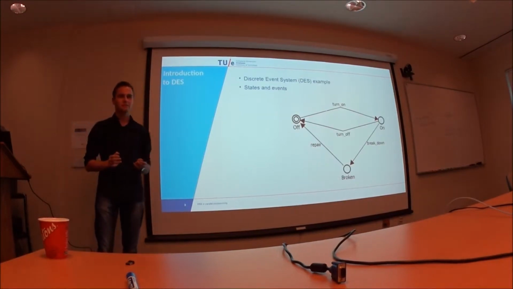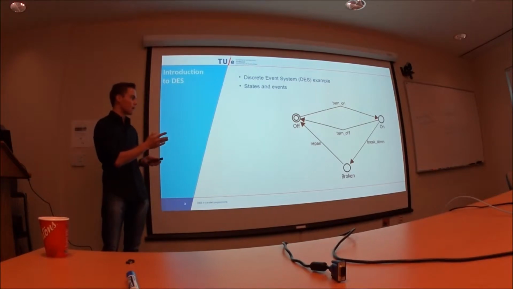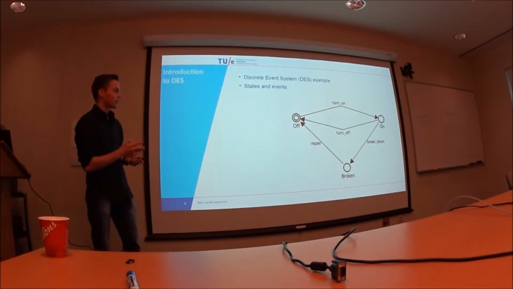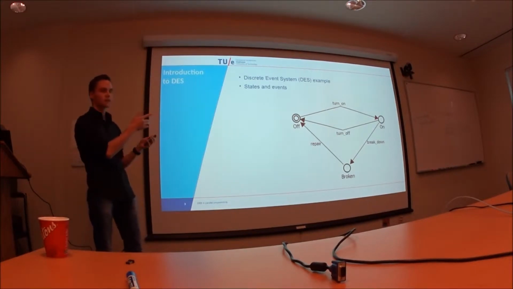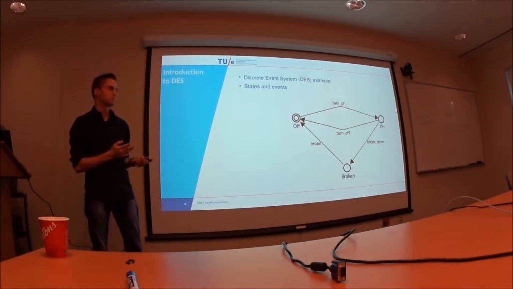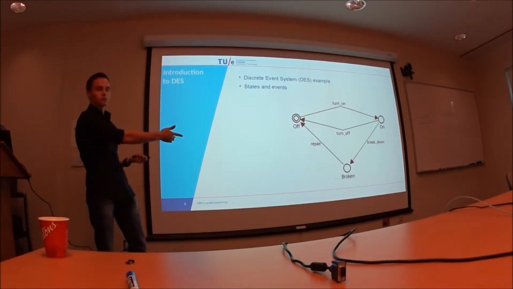So discrete event systems are basically made up of models like these, a couple of them. This is just a basic example. They're made up of states and events. The states are the circles you see, and the events are the arrows connecting them. In this case, I'm modeling a machine. The machine has 3 simple states: it can be off or on, and it can break down, which makes it go to the broken state.